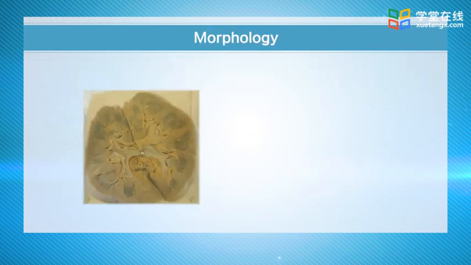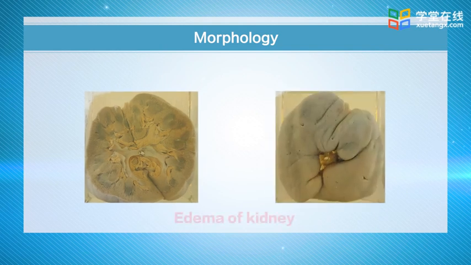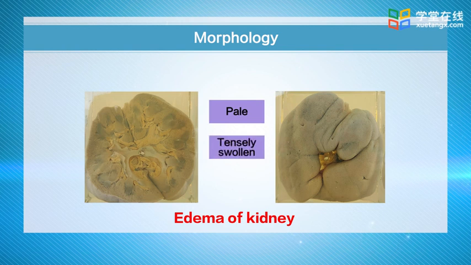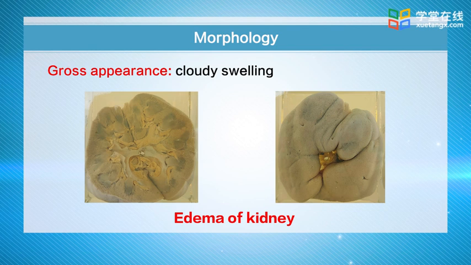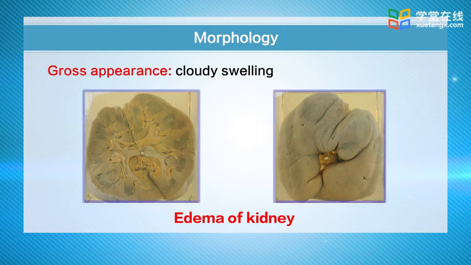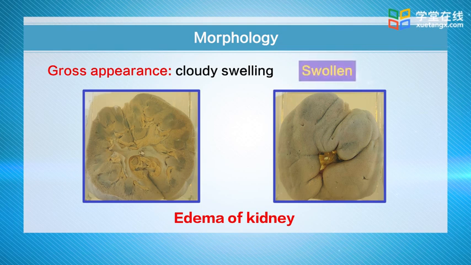When it affects many cells in an organ, one will find the organ to become pale, tensely swollen, and heavier. This is the gross appearance of an edematous kidney. The cut surfaces are turbid and swollen. The kidney looks like it has been scalded by hot water. Here, we should pay attention to the gross morphological features, swollen and pale.